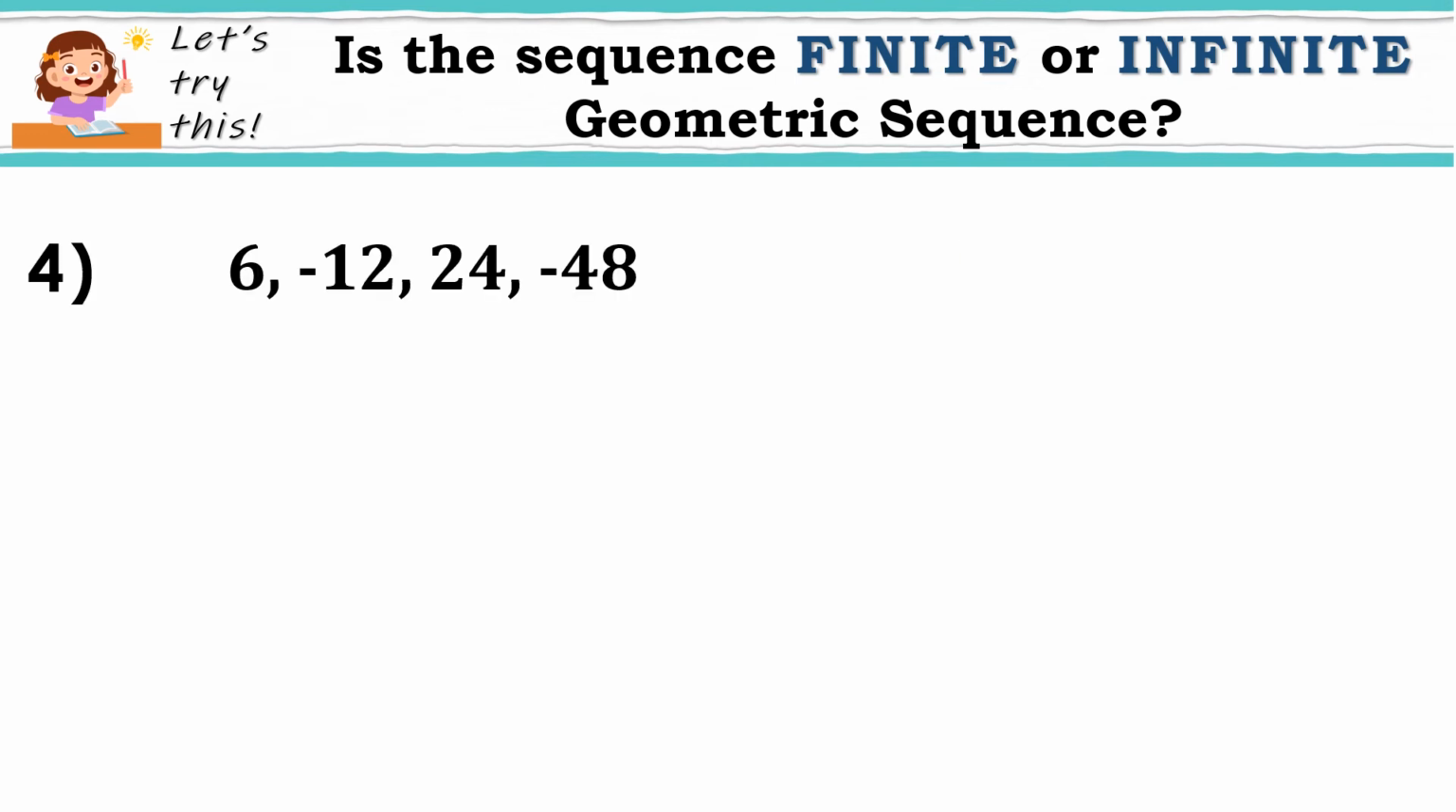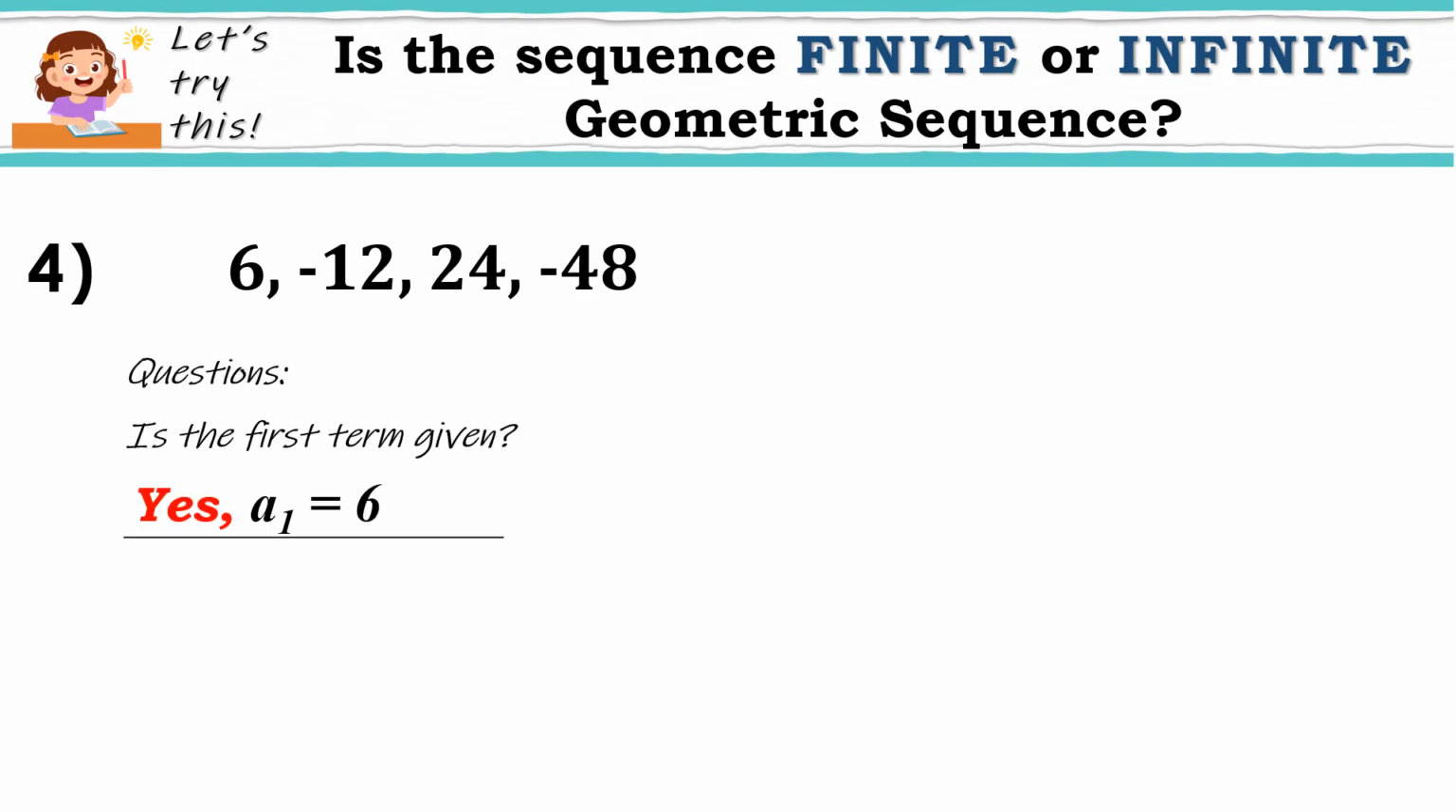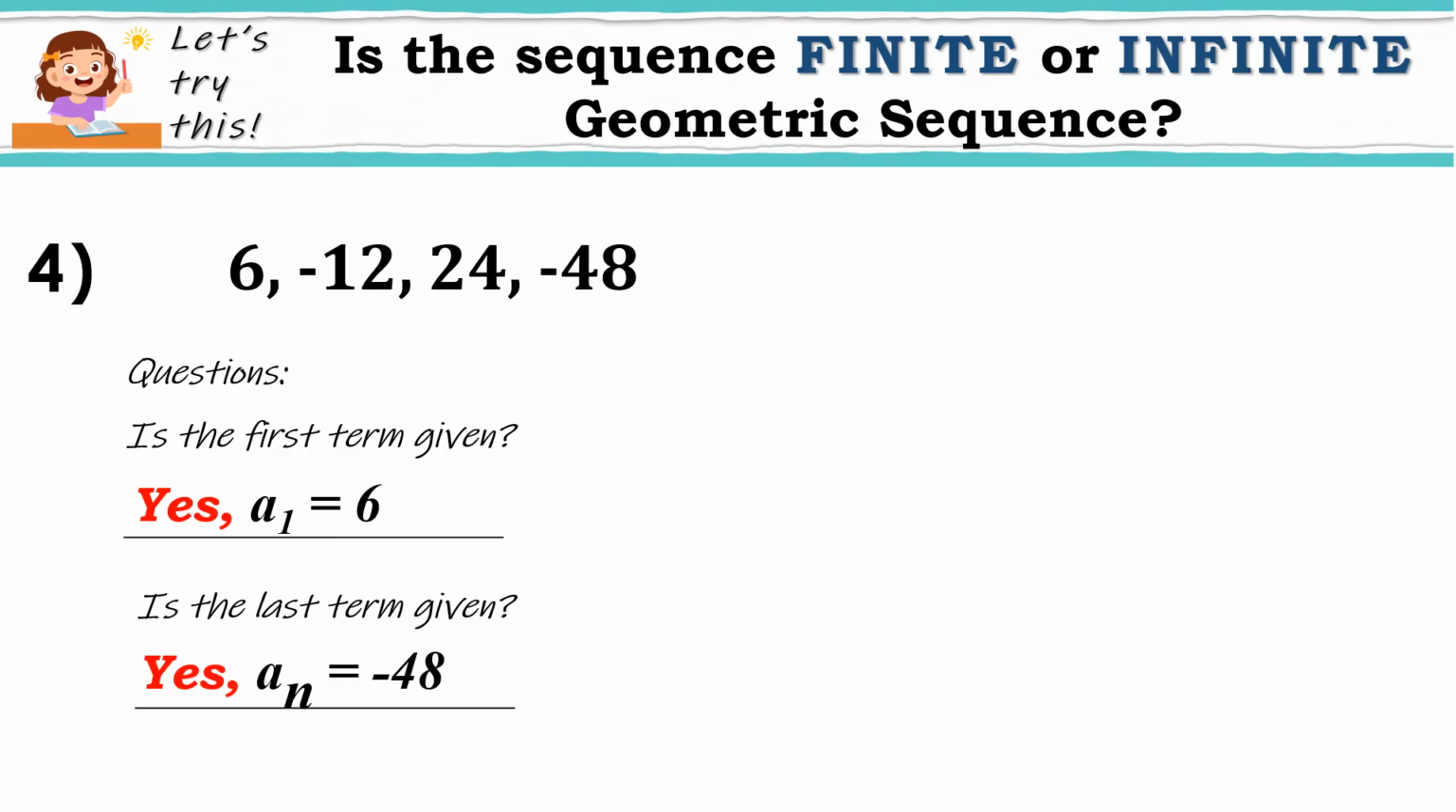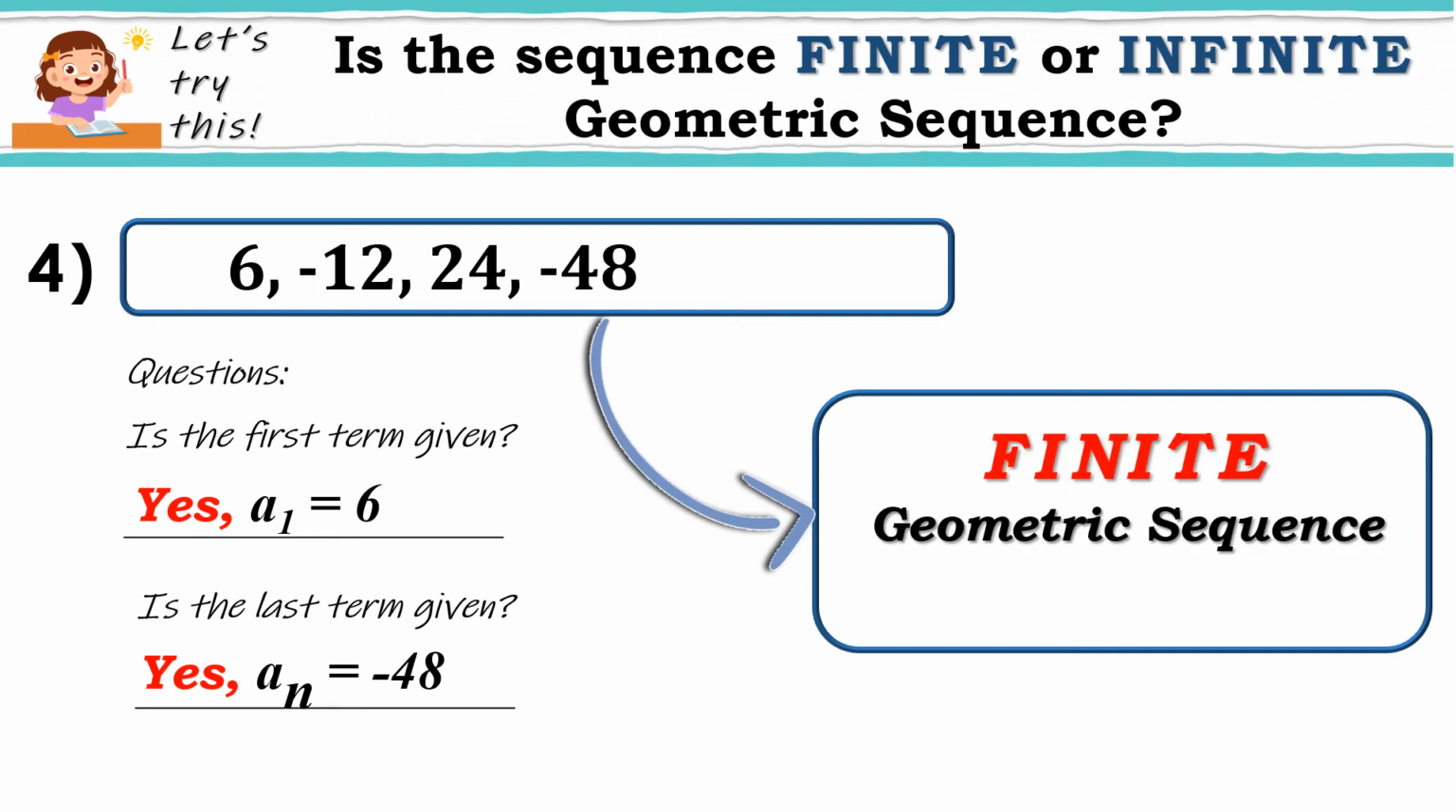What about number 4? Ang sequence natin ay 6, negative 12, 24, negative 48. So, is the first term given? Yes, our first term is positive 6. What about the last term? Yes, our last term is negative 48. Identified ang first term, identified ang ating last term. Therefore, the given sequence is finite geometric sequence with the common ratio of negative 2.